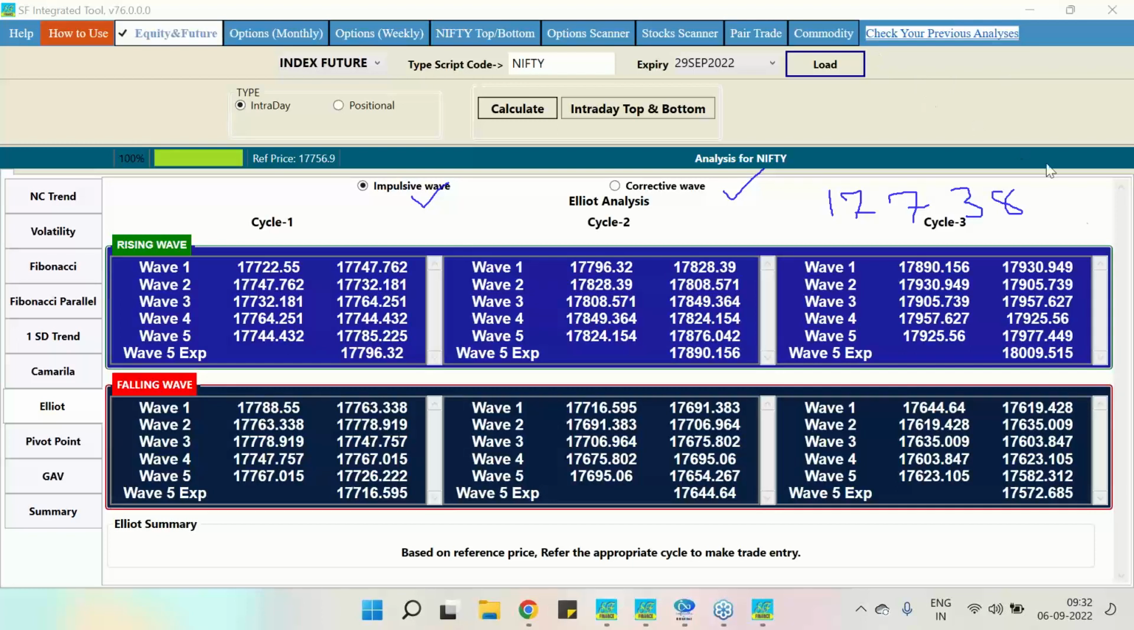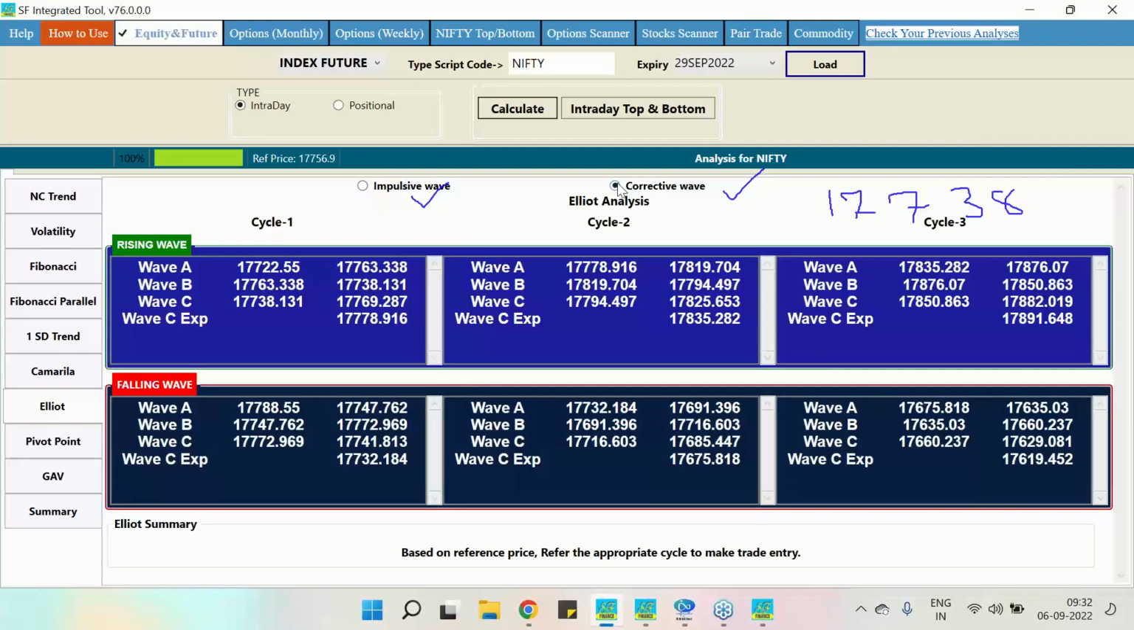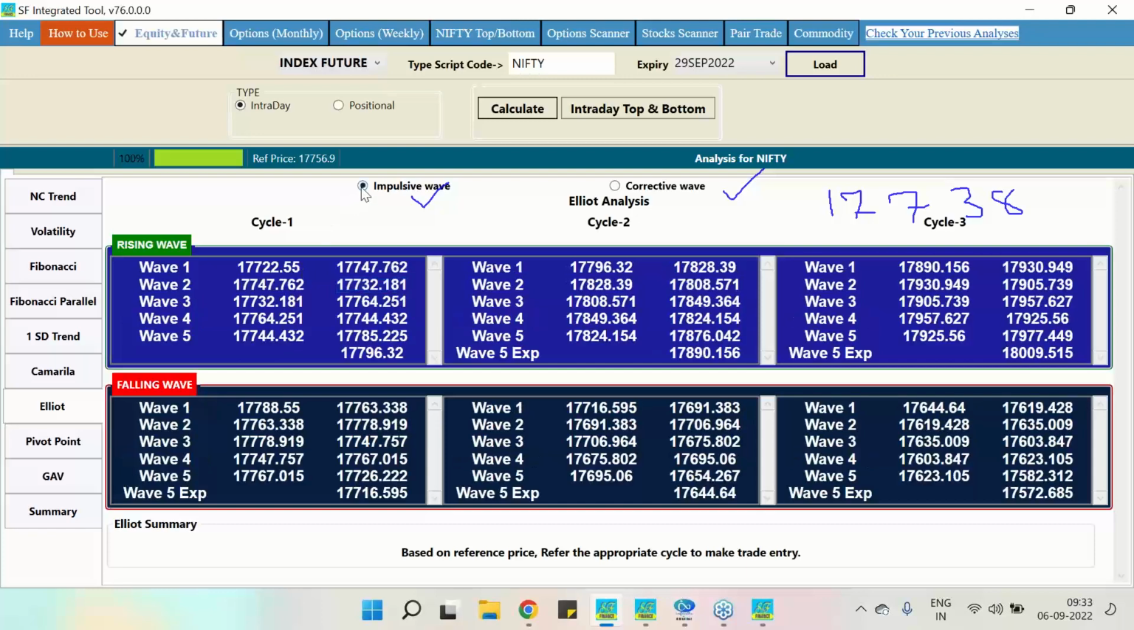So how will you know? Have a look at both the things. I am showing you both. One is the corrective wave. Wave A starts from 17,722 and ends at 17,763, and again wave B starts from 63 and goes to 38. So this is wave A and B, and C wave expansion is there, so I am not going to that. Second is the impulsive wave.